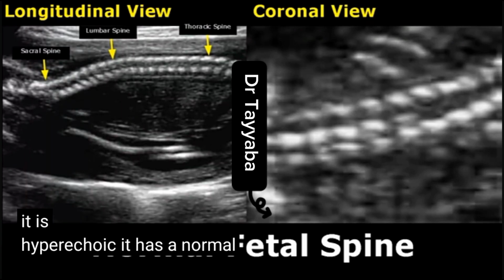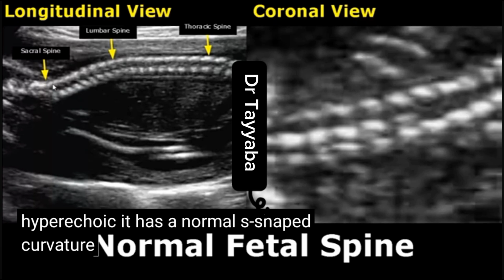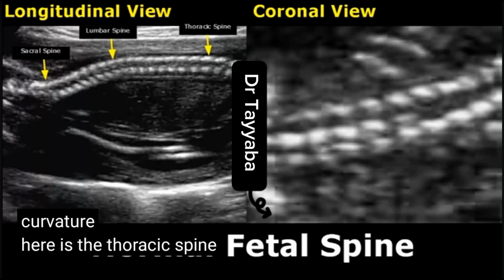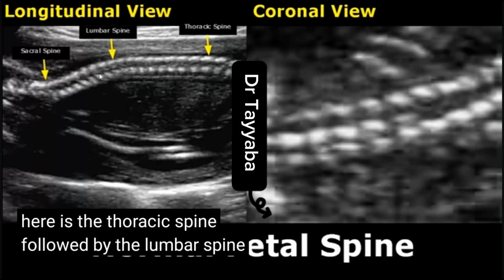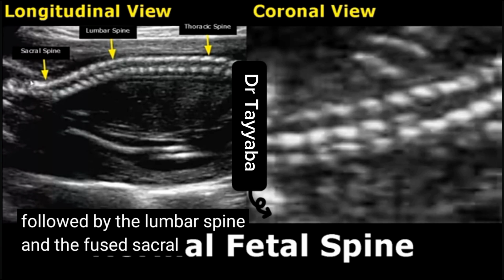It is hyperechoic. It has a normal S-shaped curvature. Here is the thoracic spine, followed by the lumbar spine and the fused sacral spine.